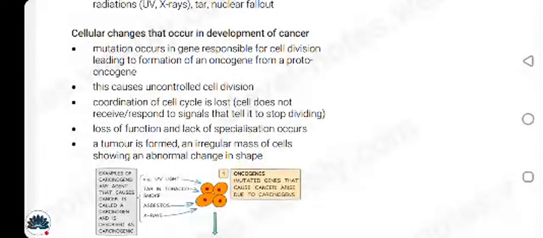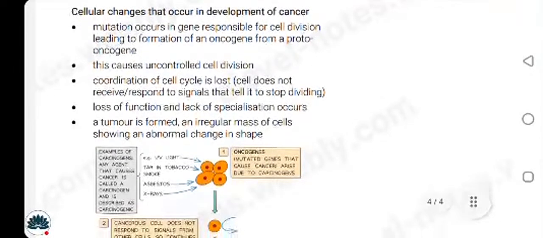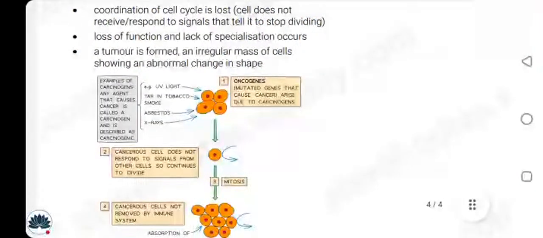A mutation occurs in a gene responsible for cell division, leading to the formation of an oncogene from a proto-oncogene. Okay, this causes uncontrolled cell division. Coordination of the cell cycle is lost. The cell does not respond to signals that tell it to stop dividing. It means that this is very dangerous. Loss of function and lack of specialization occurs. A tumor is formed, an irregular mass of cells showing an abnormal change in mass.